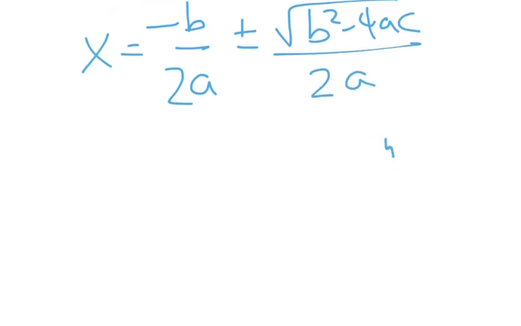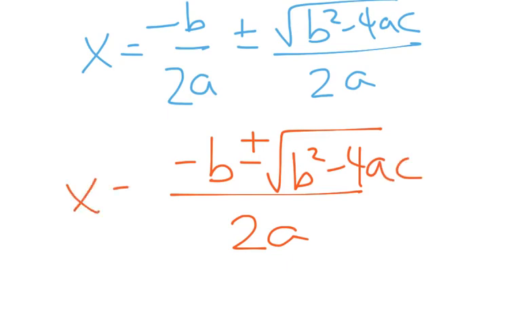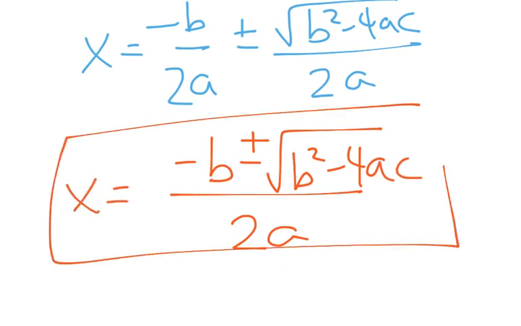Now since I've got the same denominator there, I can write it all over one fraction, or over one denominator, so negative b plus or minus the square root of b squared minus 4ac, all over 2a, and that is equal to x, and that is the quadratic formula.